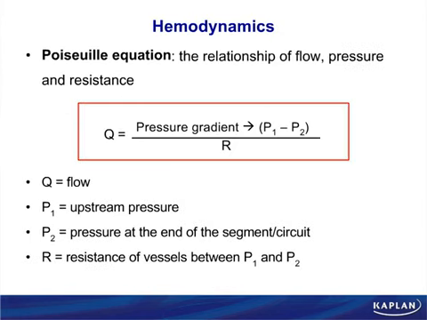Poiseuille's equation is central to understanding physiology. Remember when you took physics and you said, why do I have to know this? This is boring. This is horrible. Why am I being tortured by this material? Well, this is why. If you don't understand physics, you don't understand physiology. You need physiology to become a physician. Poiseuille's equation is central to understanding all of physiology. It says blood flow is equal to pressure gradient over resistance. P1 is upstream pressure, P2 is downstream pressure, R is the resistance between the vessels. So this is the equation for flow.